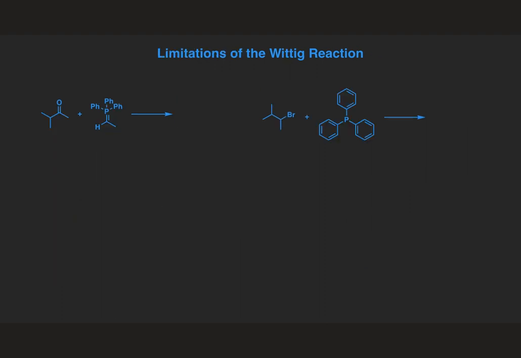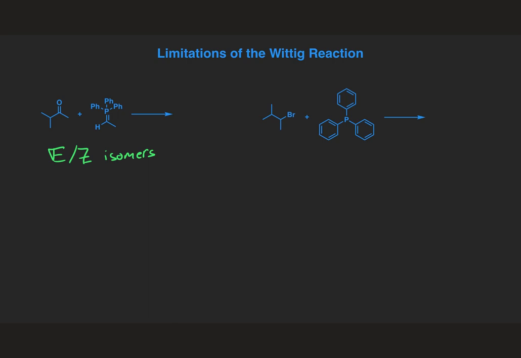There are a few limitations to the Wittig reaction. The first is stereochemistry. If E/Z isomers are possible, both isomers are likely to form. And in this case, we definitely have E/Z isomers.